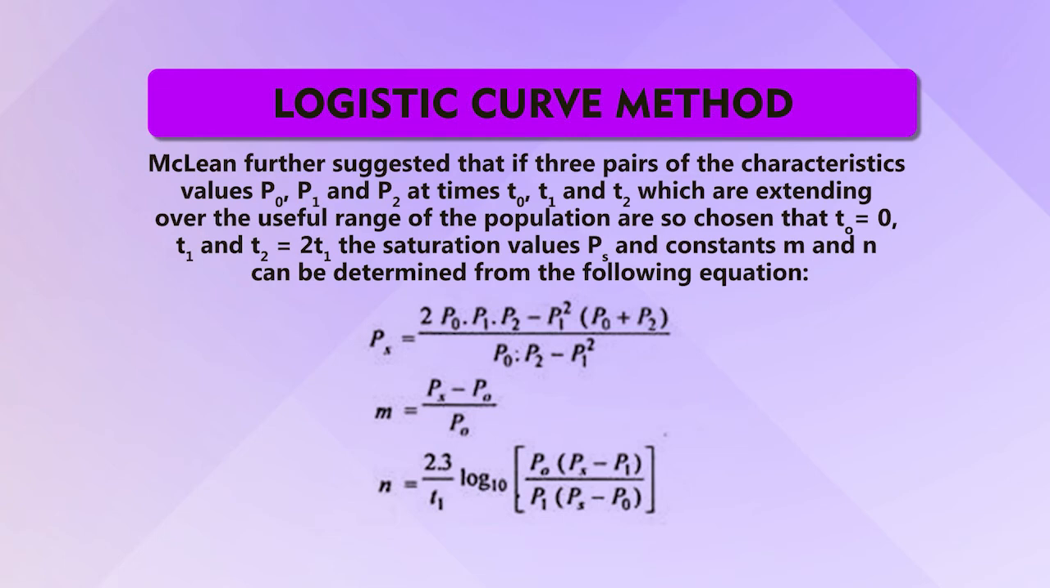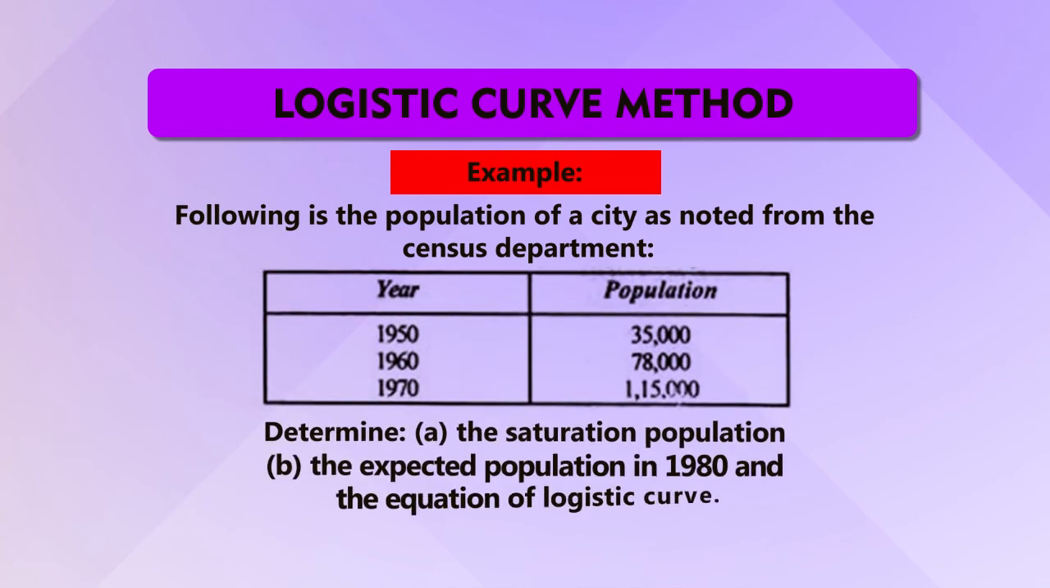So Ps is equal to 2 P0 P1 P2 minus P1 squared into (P0 plus P2), divided by (P0 into P2 minus P1 squared). m is equal to (Ps minus P0) divided by P0, and n is equal to 2.3 divided by t1 into log10 of P0 into (Ps minus P1) divided by P1 into (Ps minus P0). So this is the equation given if these conditions are satisfied. Here is an example to understand this method.